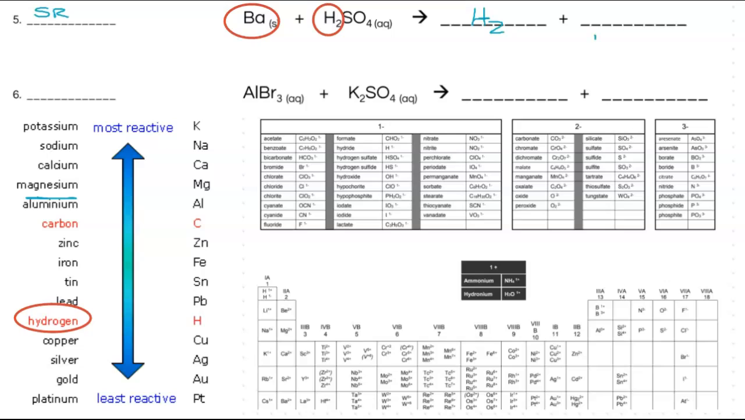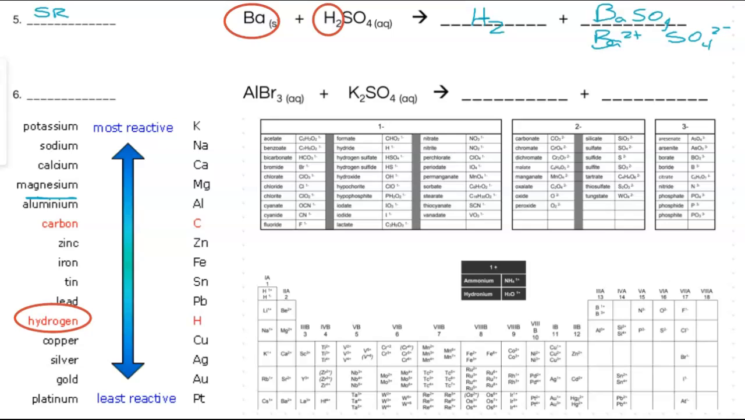And now I've got barium that's going to go into compound with a 2+ charge. And I've got the SO4, which is a sulfate ion with a 2-. Because those charges are the same, 2+, 2-, I crisscross reduce, and my chemical formula is BaSO4. And that's my final answer on that one.